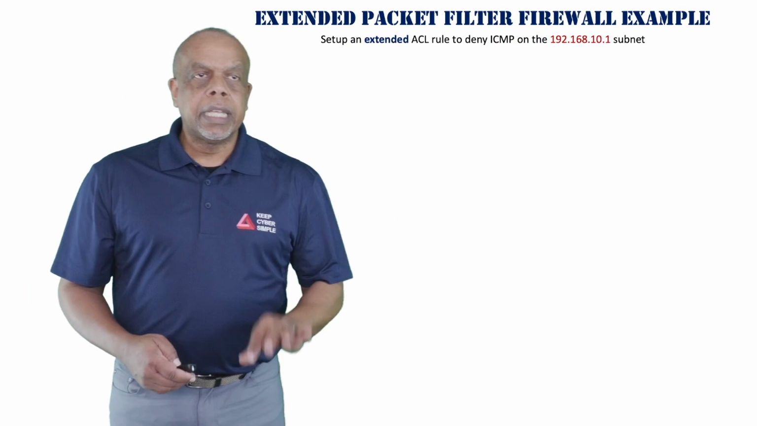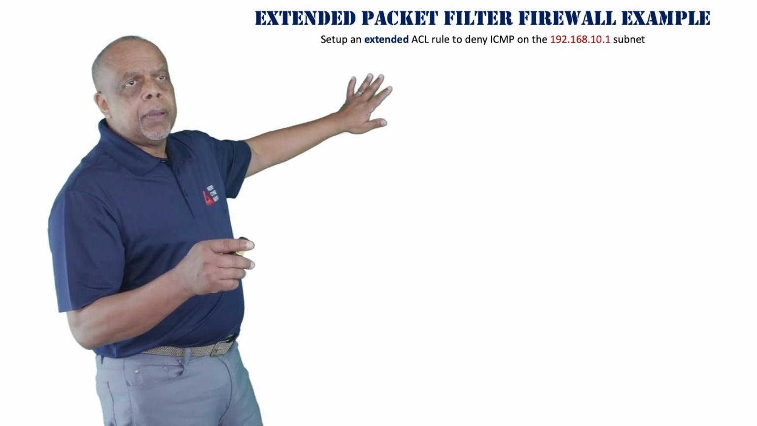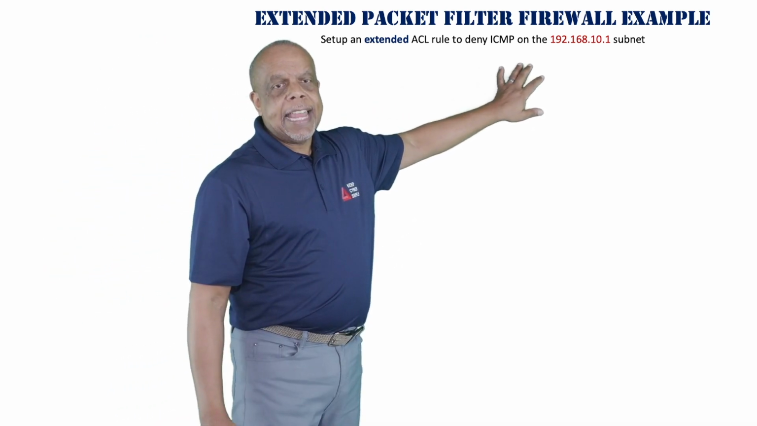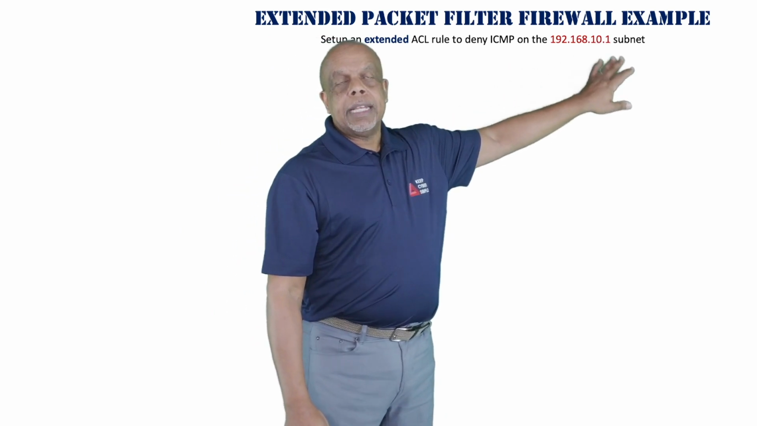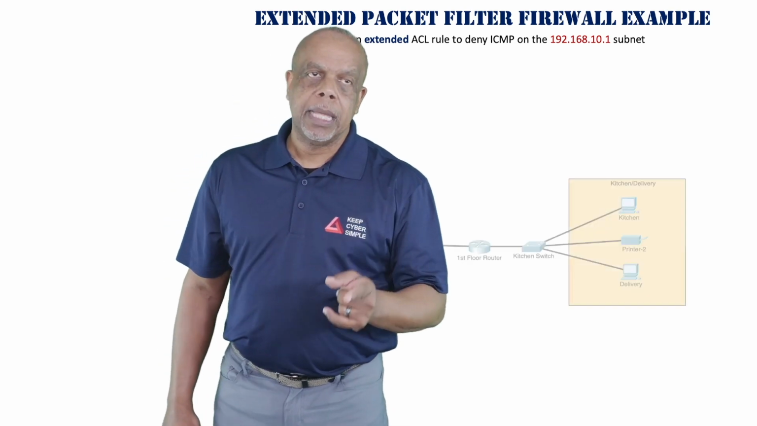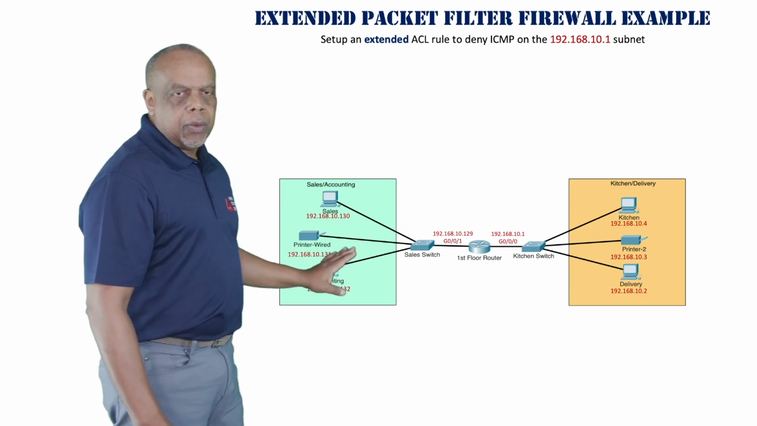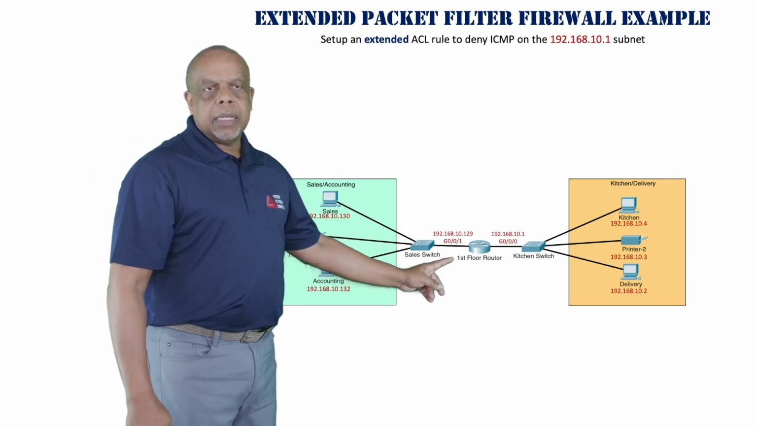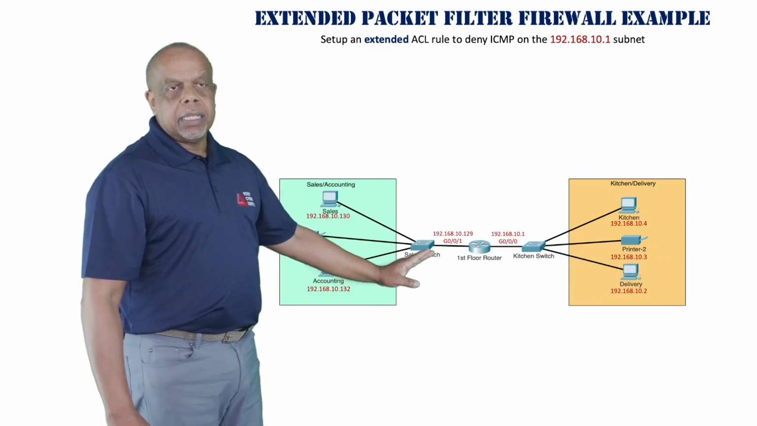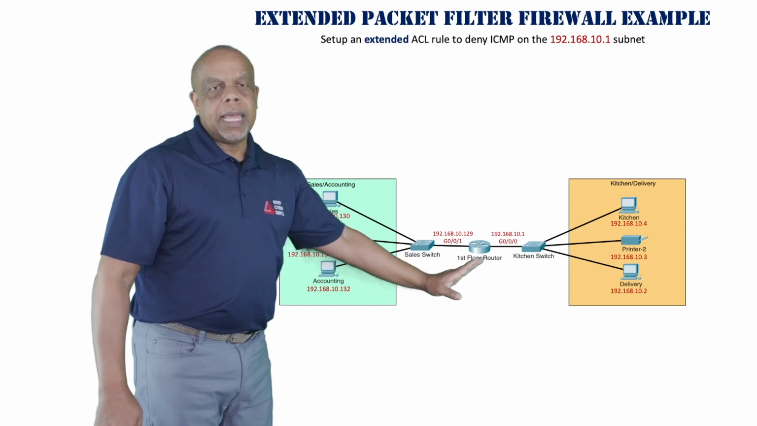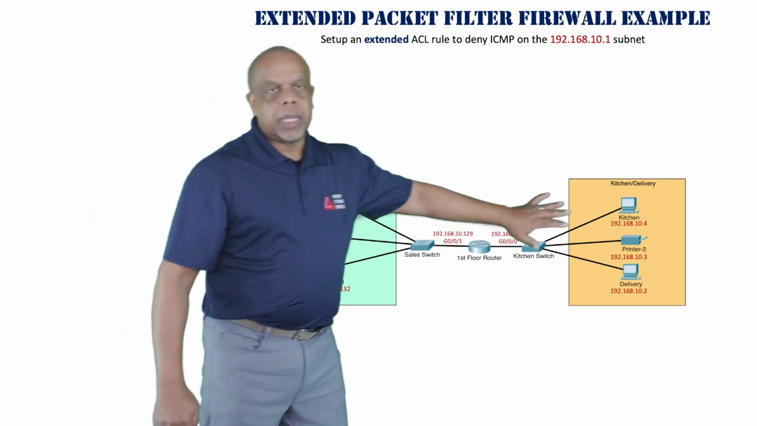So that's the standard. Let's take a look at an extended. Very similar. Okay, so we're going to set up an extended ACL rule to deny ICMP or ping on the 192.168.10.1 subnet. Same network, same IP addresses. So like I said, I've got two subnets on this network, right? I've got subnet 192.168.10.1. That's this side. And then I have 192.168.10.129 on this side. IP address schema, as you see, that's how we got those IP addresses.